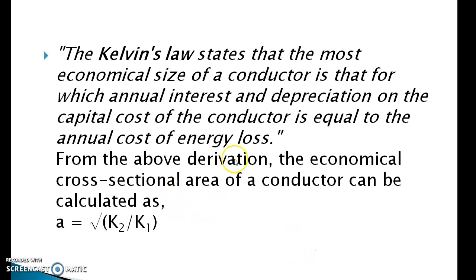So Kelvin's law states that the most economical size of a conductor is that for which the annual interest and depreciation on the capital cost of the conductor is equal to the annual cost of energy loss. From the above derivation, the economical cross-section area of a conductor can be calculated as A is equal to square root of K2 by K1.